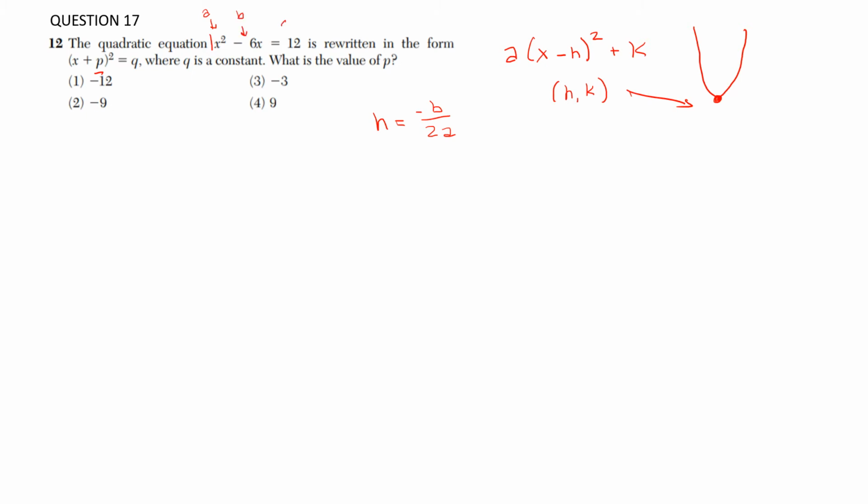And then c would be, if this 12 was still put onto the side, c equals negative 12. But all we need is b and a. So we know that b is -6 and a is 1. And that gives us 3, which we would plug into here.